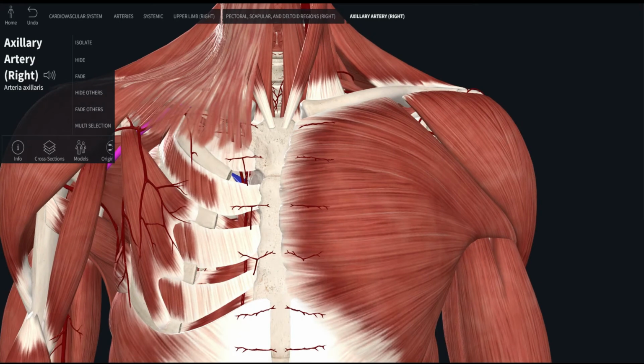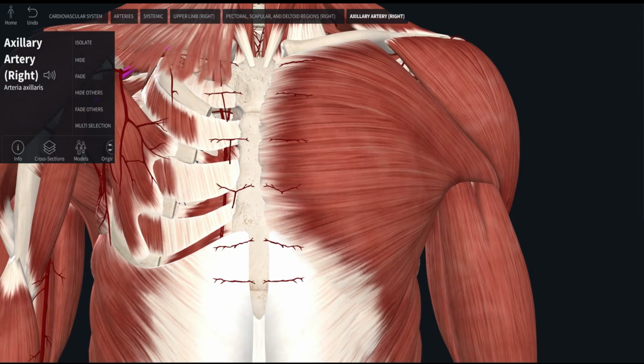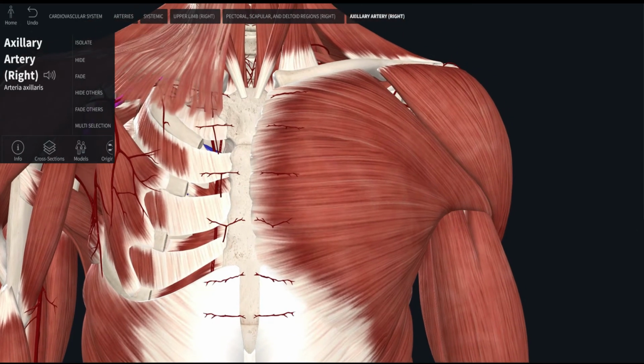Obviously, as the name suggests, the sternal part originates from the sternum, the manubrium sterni, and actually the oblique aponeurosis of the external obliques as well. So it has a very extensive origin and it is the larger of the two parts.